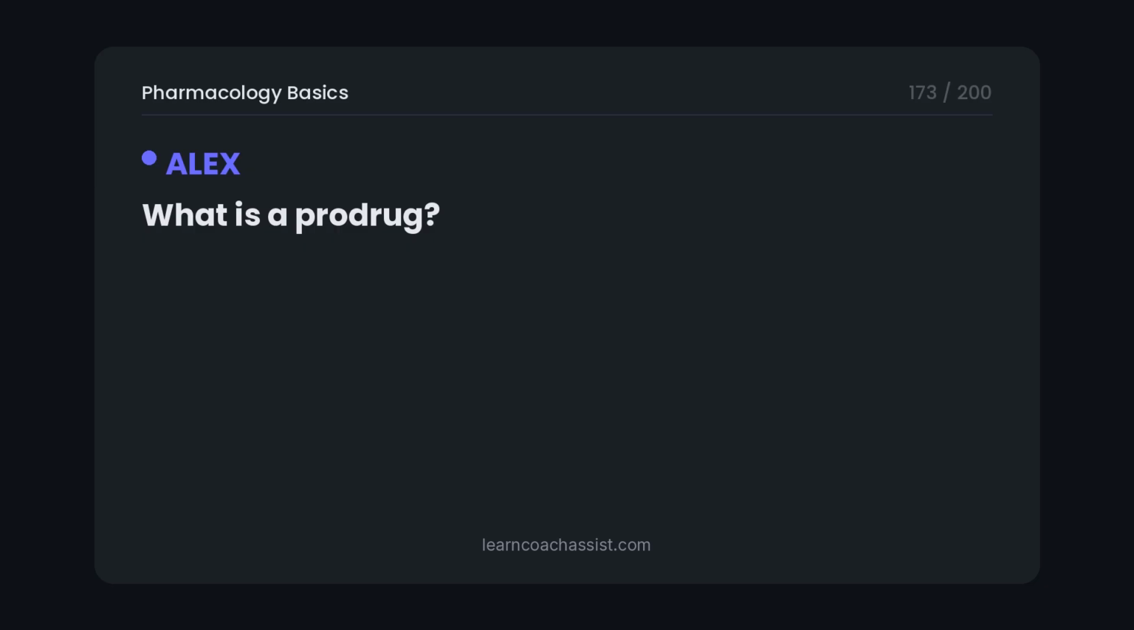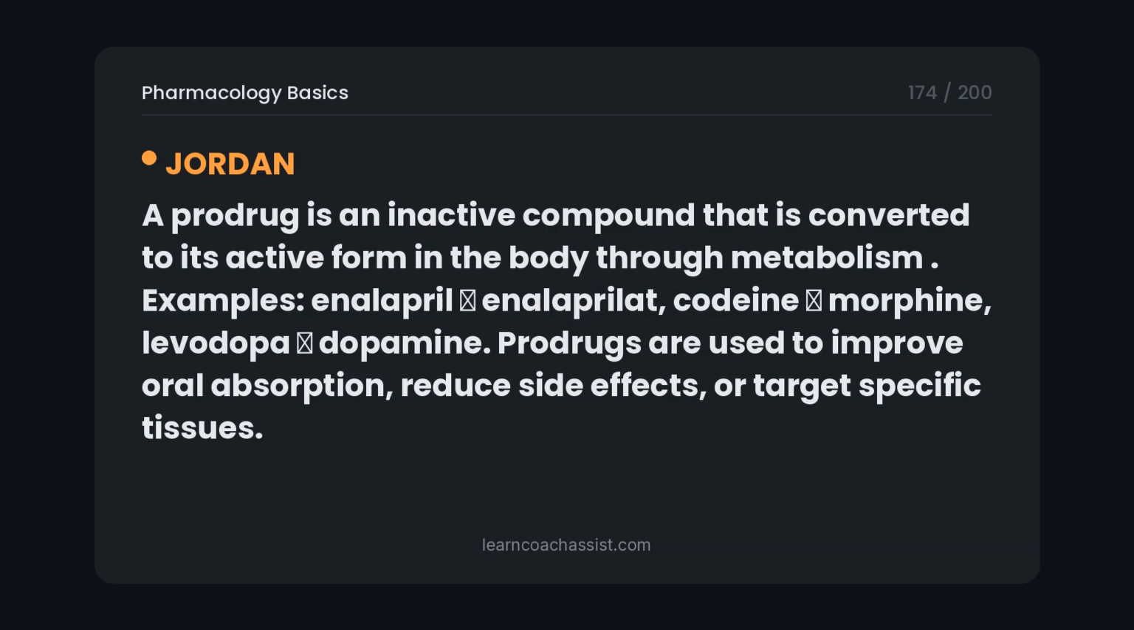What is a prodrug? A prodrug is an inactive compound that is converted to its active form in the body through metabolism. Examples: enalapril, enalaprilat; codeine, morphine; levodopa, dopamine. Prodrugs are used to improve oral absorption, reduce side effects, or target specific tissues.